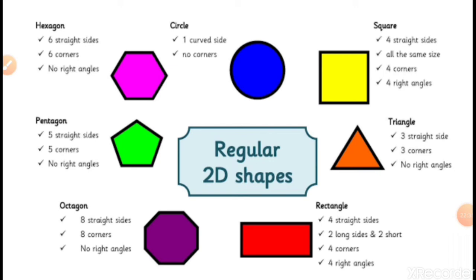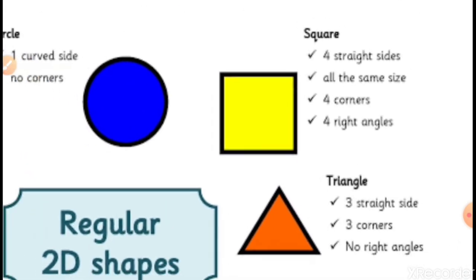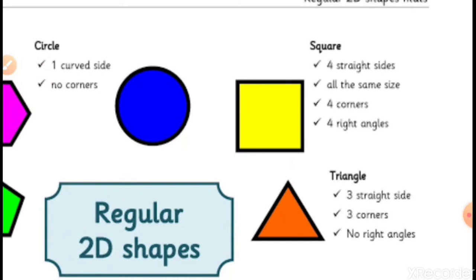I have already explained about these shapes. Now you can see all the shapes at one plane. सारे shapes आप एक साथ देख सकते हो. These are the regular 2D shapes. Most common is square. A square, you can see a square, 4 straight lines, all the same size, 4 straight lines, all the sides are of same length. 4 corners are there and 4 right angles.